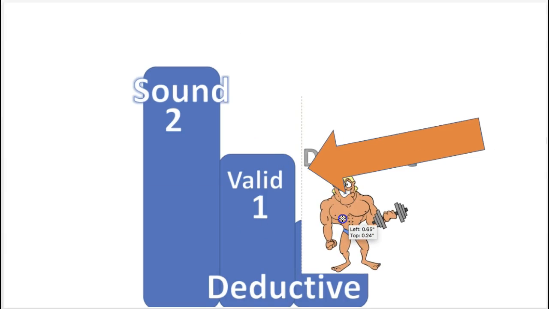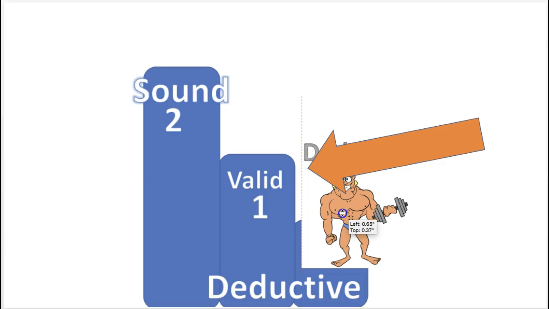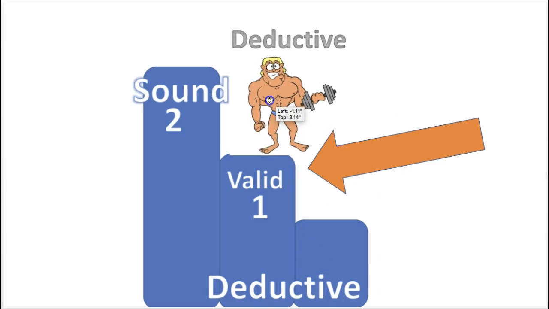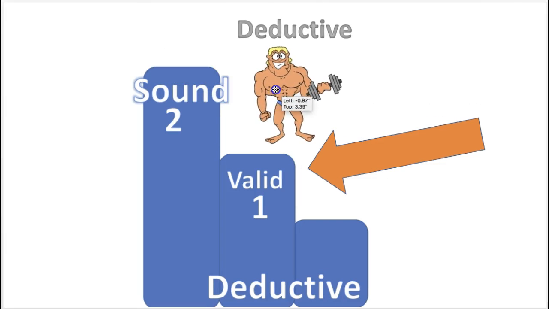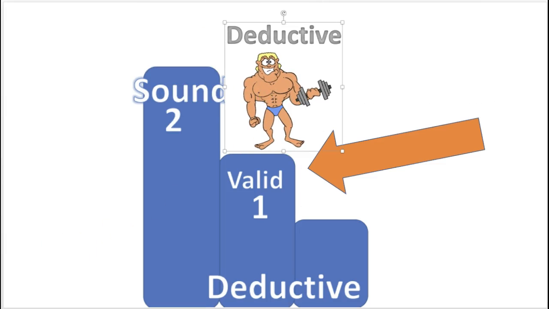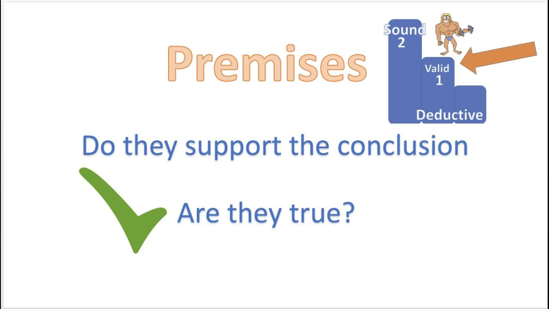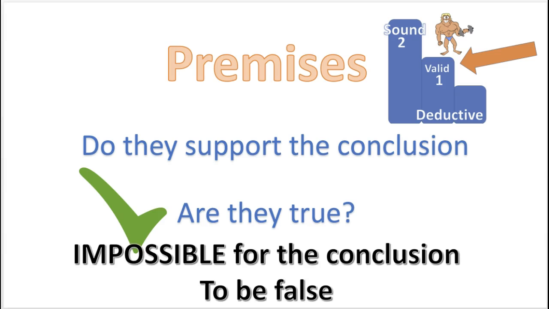So you have a deductive argument. Do the premises support the conclusion? Boom, yes. Now you've got a valid argument. So you want a sound argument. This is the strongest, most powerful argument. Are they true? If you have a valid argument with true premises, then it's impossible for the conclusion to be false. Keyword: impossible for the conclusion to be false in a valid deductive argument with true premises.